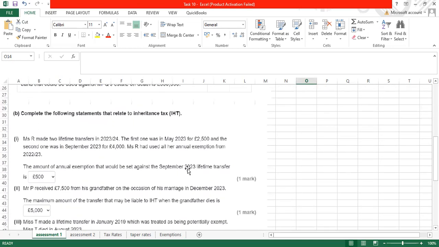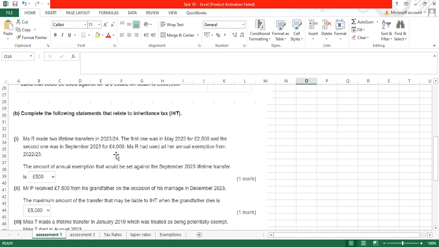Complete the following statements that relate to inheritance tax. Mr. R made two lifetime transfers in 2023-24. The first one was in May 2023 for £2,500 and the second one was in September 2023 for £4,000. Mr. R had used all her annual exemption from 2022-23.